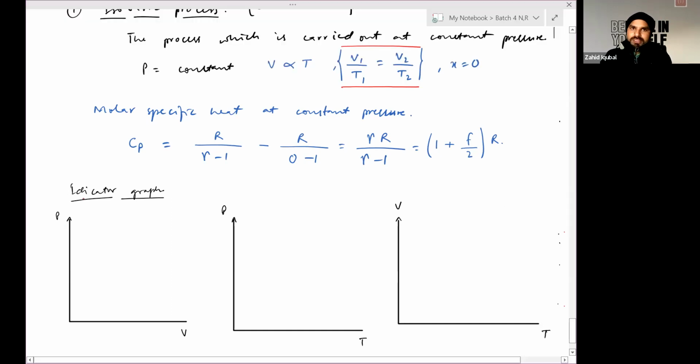First, since pressure is constant, the graph for this pressure versus volume curve will be a straight line from this point to this along this way. Similarly, in the second part, since pressure is constant, again it will be along this way. For the third part, since volume and temperature are directly proportional to each other, the graph will be a straight line like this.